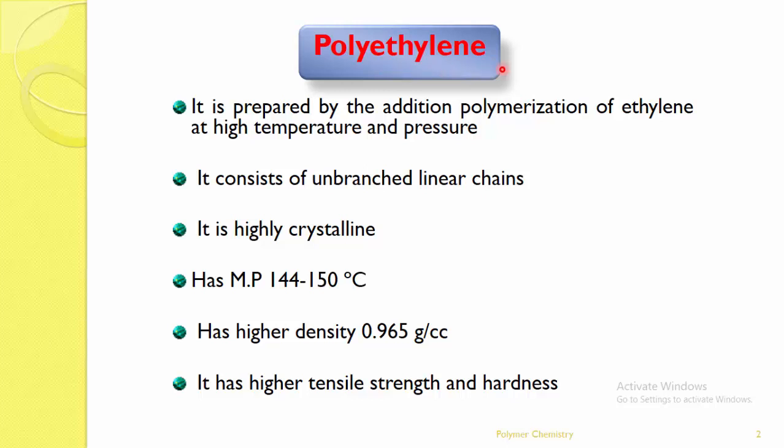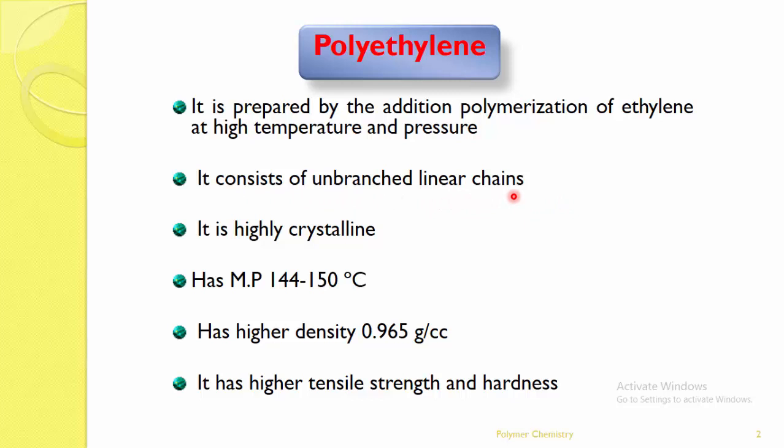It is prepared by the addition polymerization of ethylene at higher temperature and pressure. This is the simplest commercial polymer, polyethylene. It can be synthesized from the simple monomer ethylene by addition polymerization. It consists of unbranched linear chains.